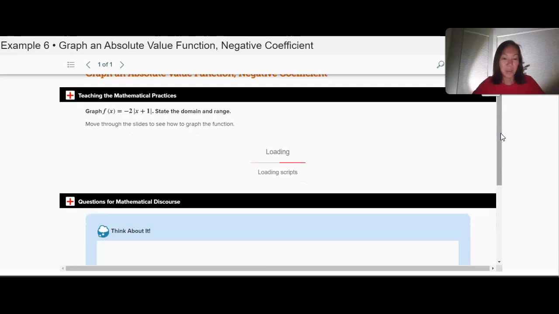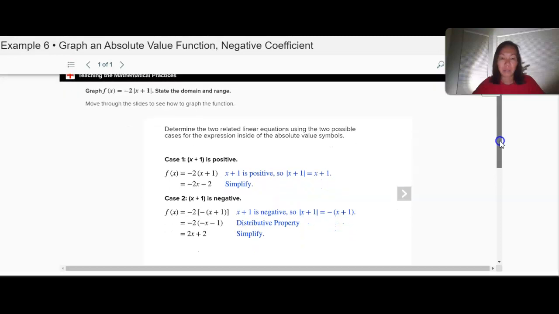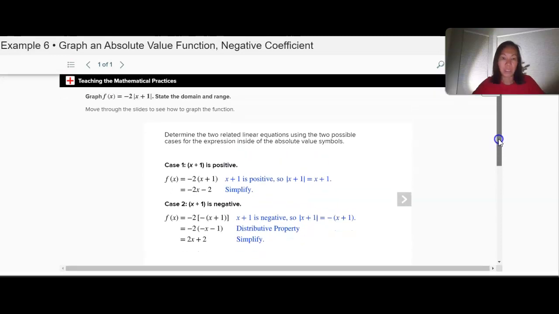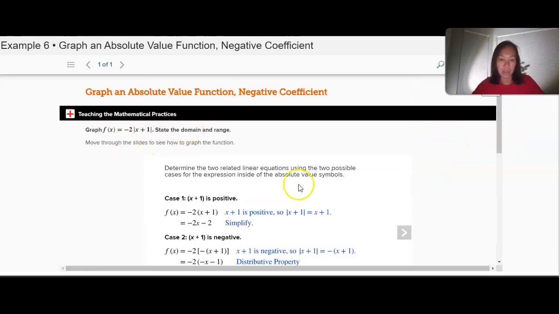So with a negative coefficient here, we can do this with two cases. So we can do this making a table, or we can think about the fact that this function really has two different cases. First of all, if what is in the absolute value, if the input for x is positive, then the absolute value is going to be x plus 1. And if I simplify this, then I get negative 2x minus 2.